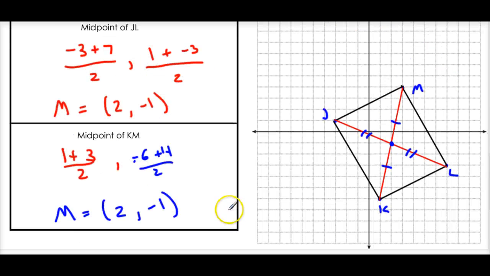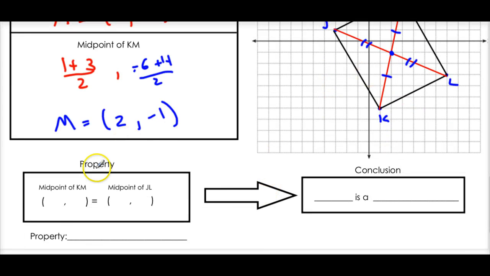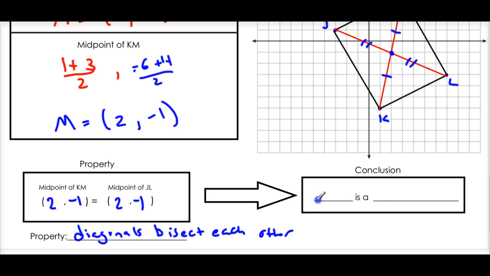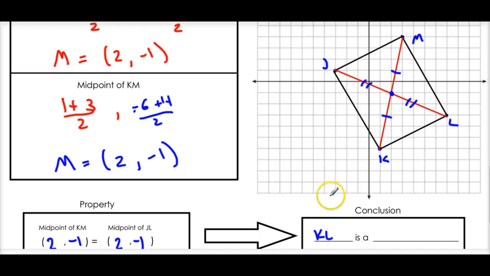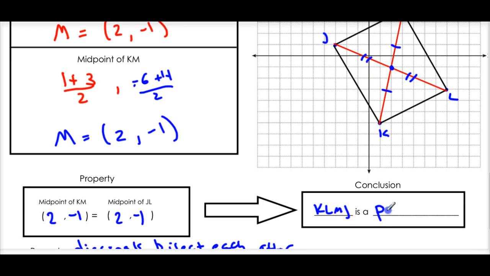So, we just write our proof statement now. We know that the midpoint of KM is 2, negative 1. We know the midpoint of JL is 2, negative 1. Because the midpoints are the same, we know diagonals bisect each other. And since this property is true, we know KLMJ is a parallelogram.